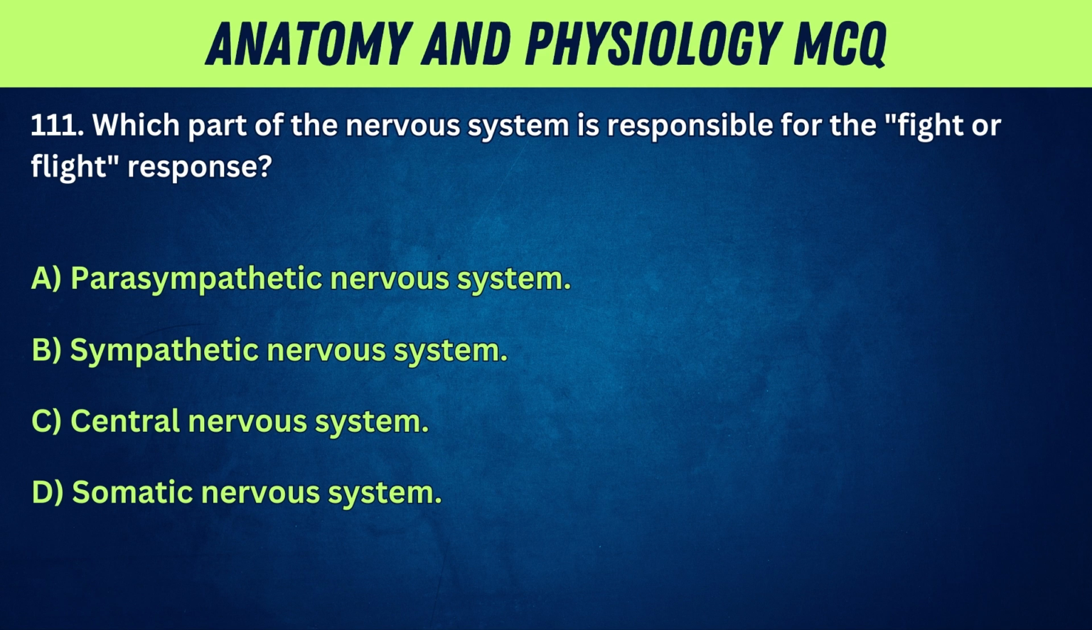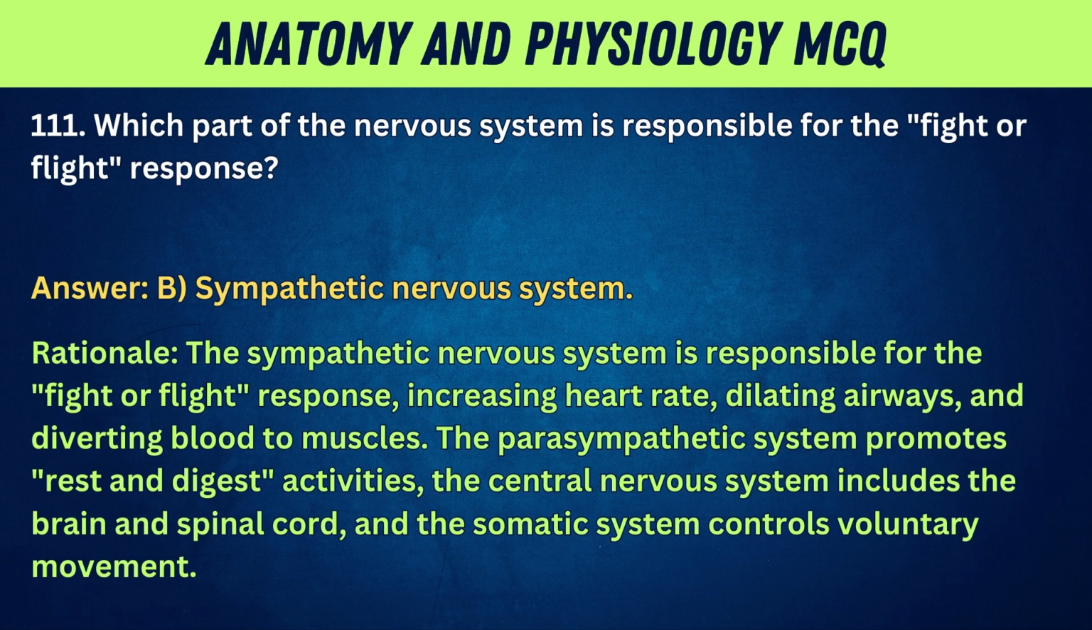111. Which part of the nervous system is responsible for the fight or flight response? A. Parasympathetic nervous system. B. Sympathetic nervous system. C. Central nervous system. D. Somatic nervous system. Answer. B. Sympathetic nervous system.